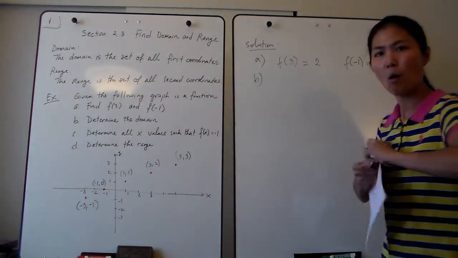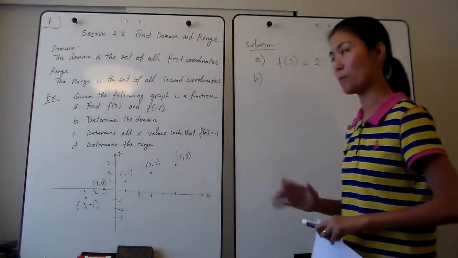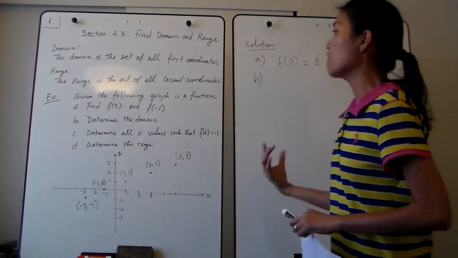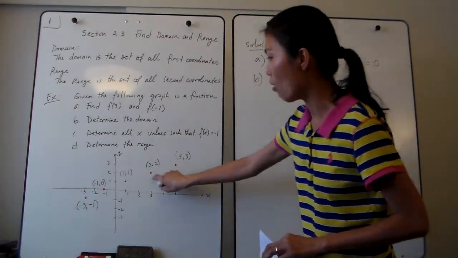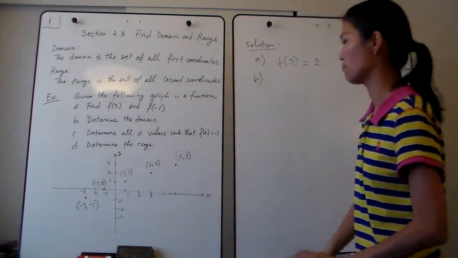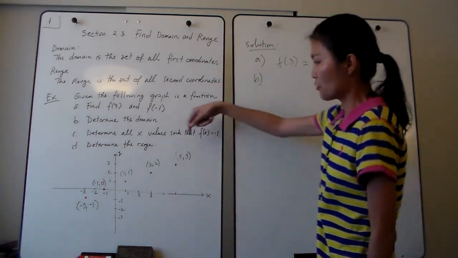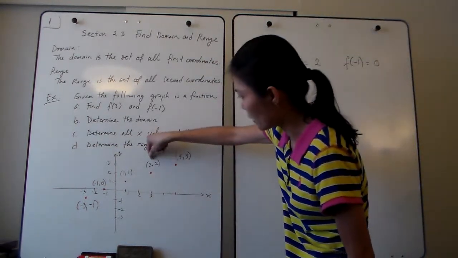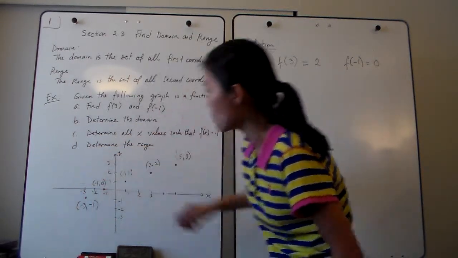So now how many ordered pairs do we have? 1, 2, 3, 4, 5, right? We have 5 ordered pairs. And we're looking for the domain of this function. And the function is formed by all these 5 points. Domain is a set of all first coordinates. So this is the first coordinate. Okay? 5, 3, 1, -1, -3.